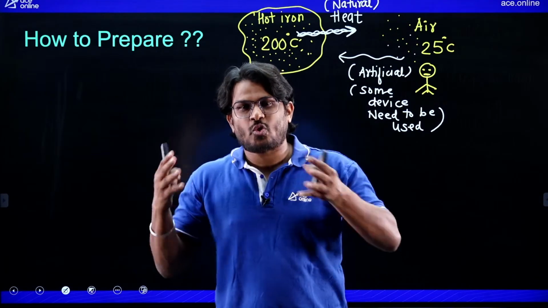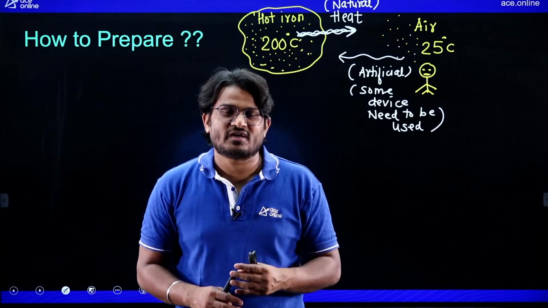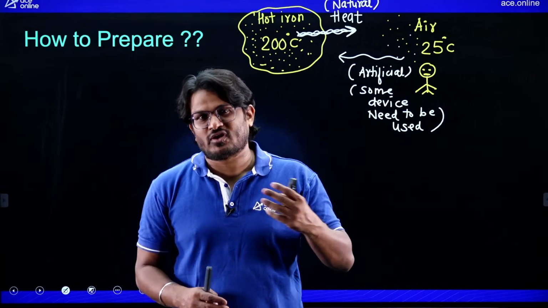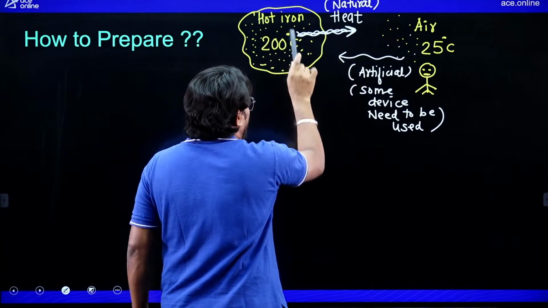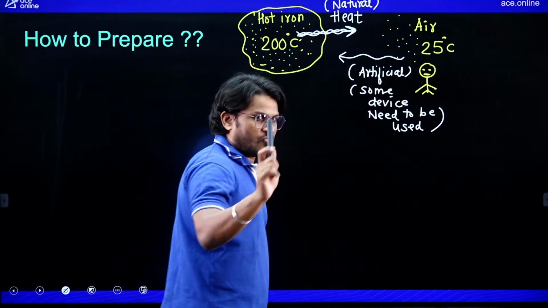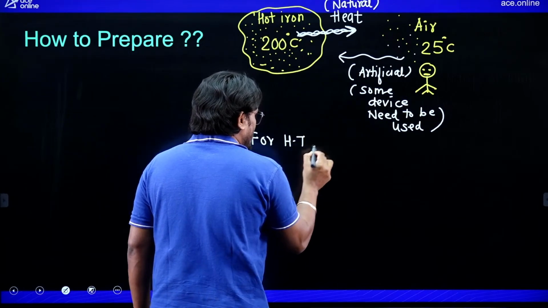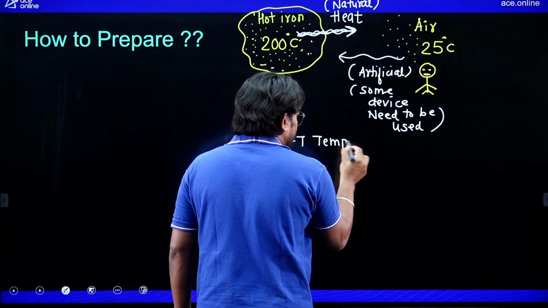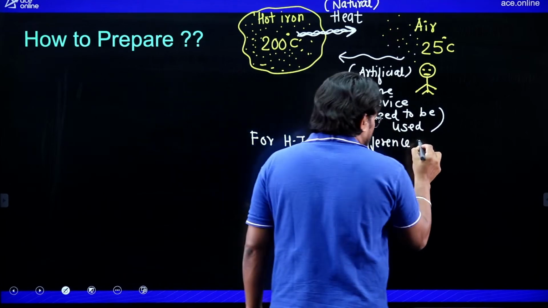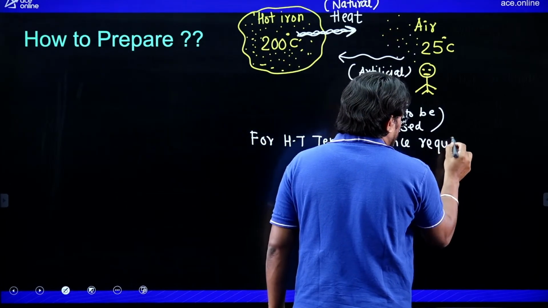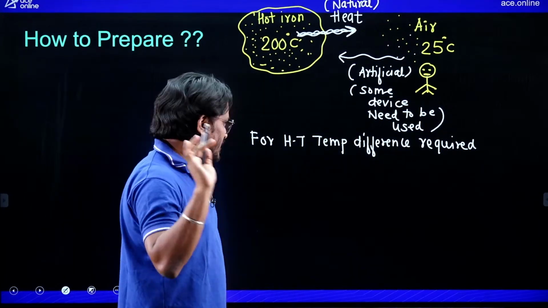But heat is not the only way in which energy can be carried out. There is pressure, there is work done and all that. That's why we are not talking about work and all that. We are only talking about heat. Heat means higher temperature, lower temperature. So for heat transfer, temperature difference is compulsory. For heat transfer, temperature difference is required.